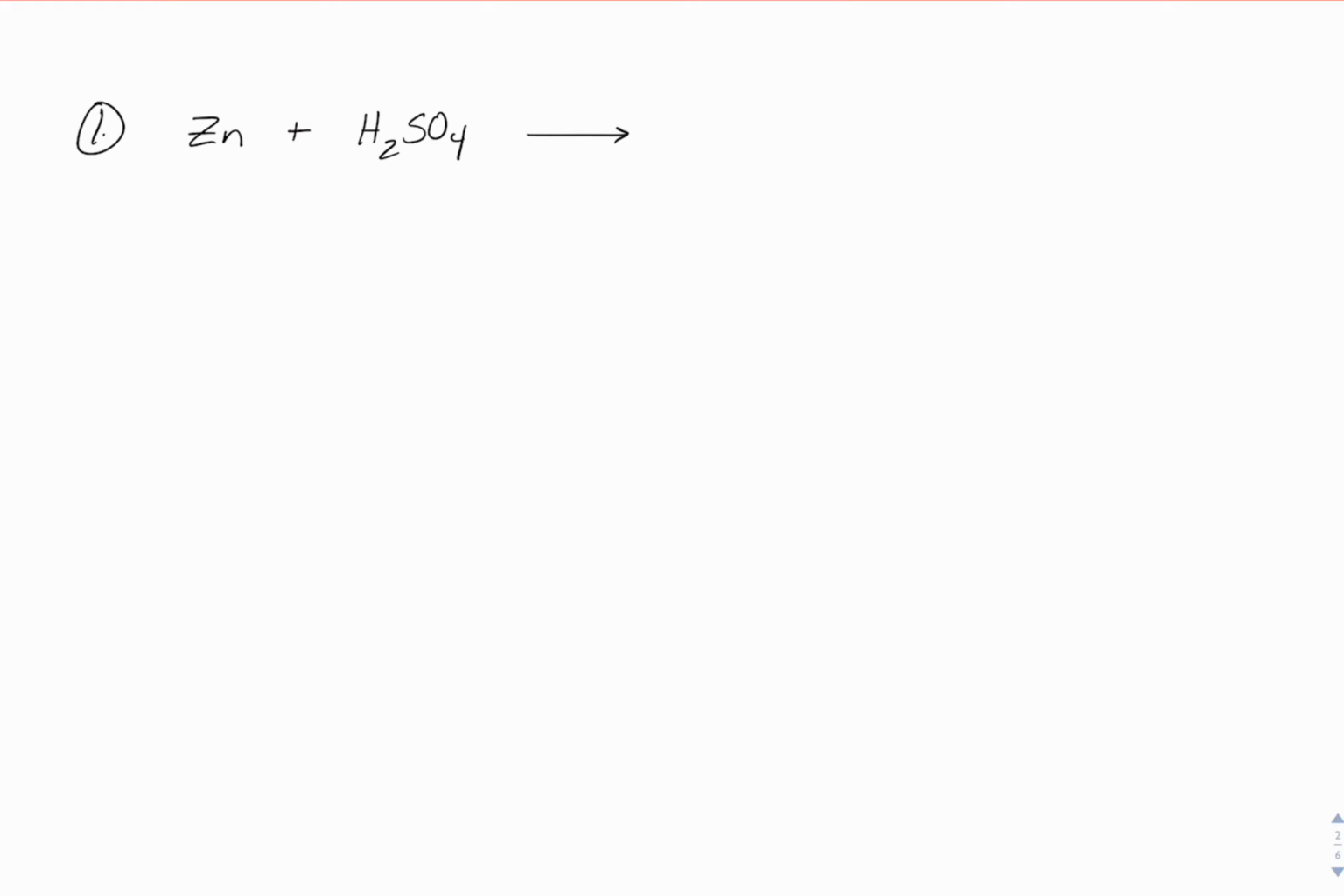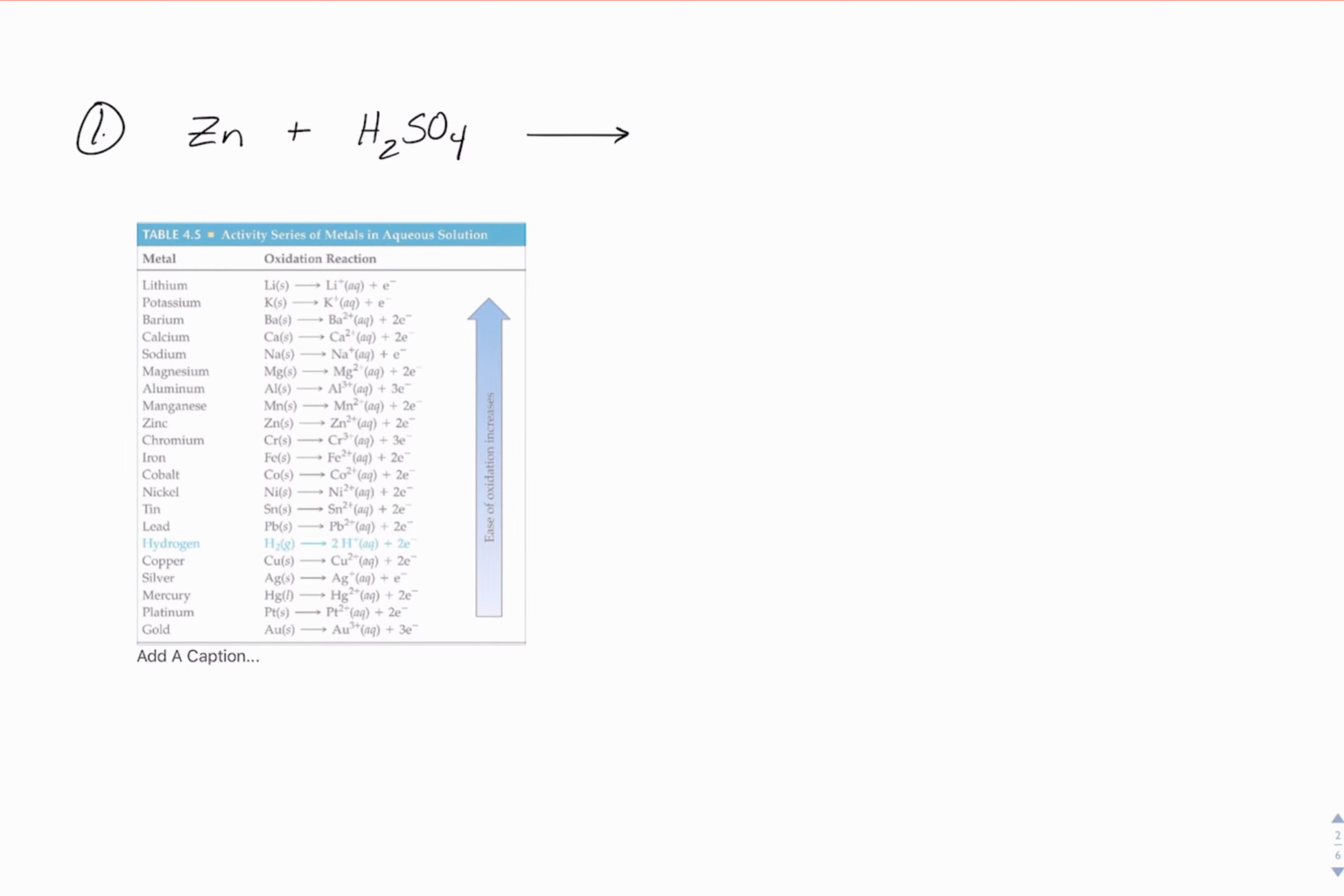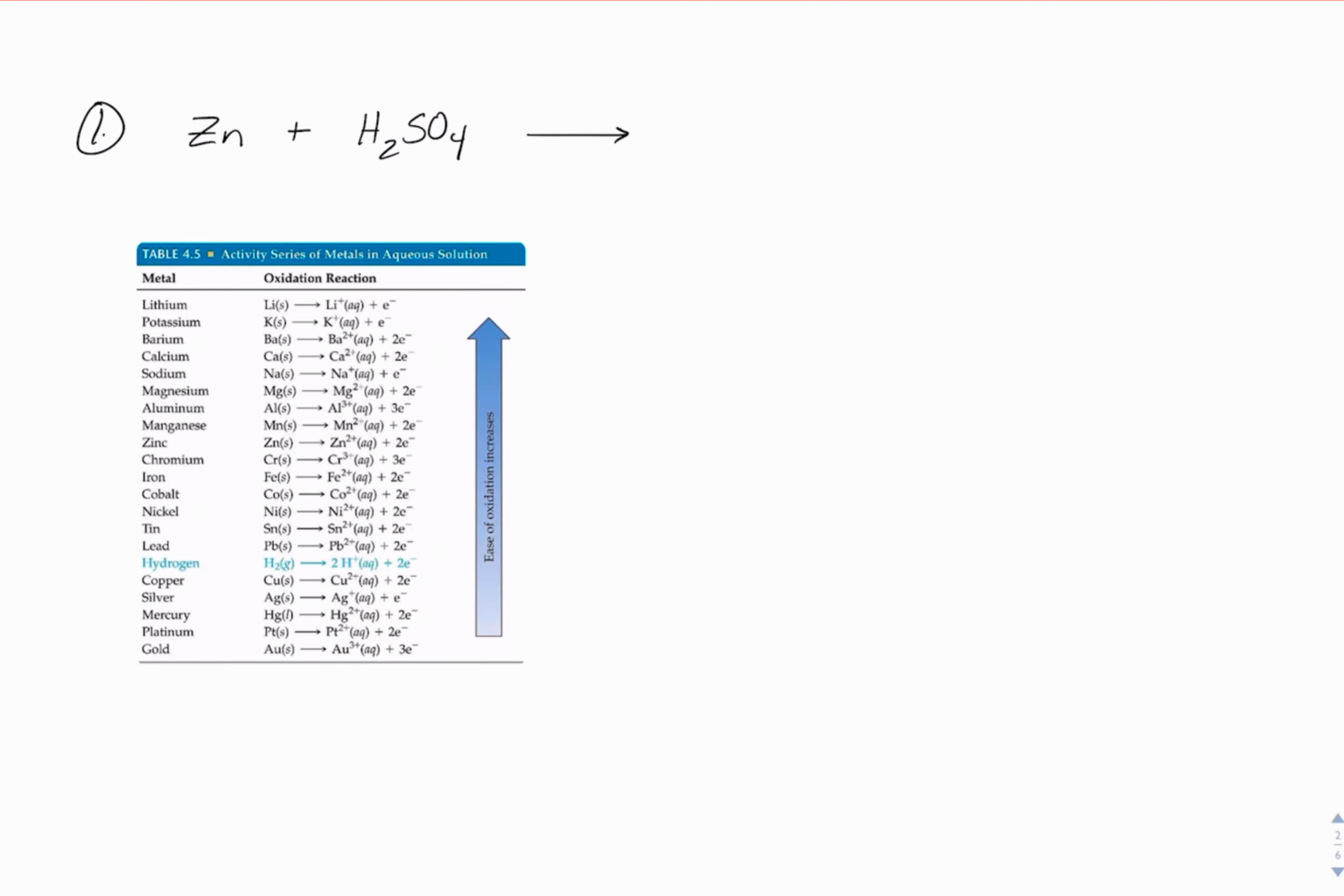So we're going to add this in here for you to be able to see. So we're going to do the first reaction with zinc and sulfuric acid. So let's look at where the metal and the hydrogen are on the list. And it turns out zinc is right here, and hydrogen from the H2SO4 is below. So this is below zinc. So that means, will the reaction proceed forward?